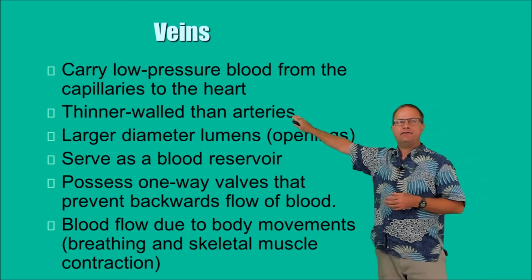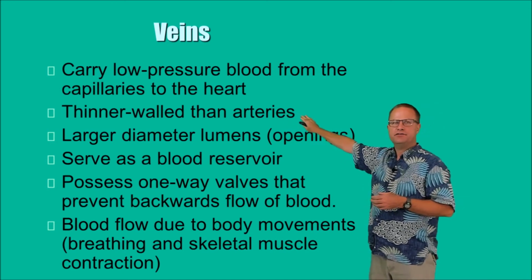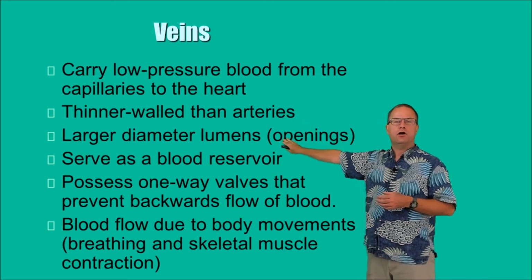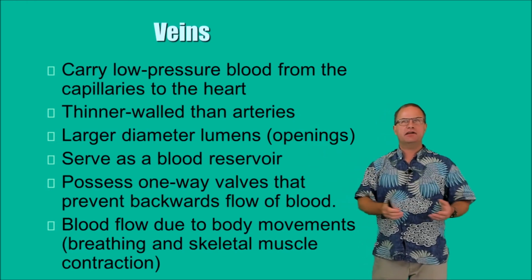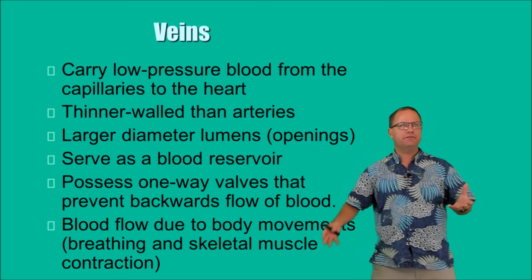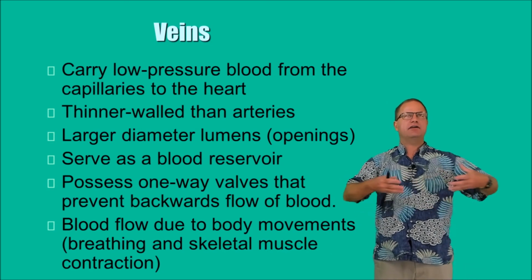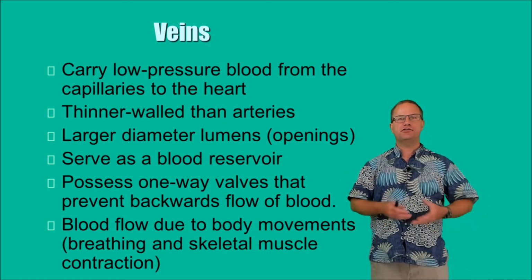So veins don't have to have thick walls like arteries. They can have thin walls because they're under low pressure. They're also larger diameter. And they're larger diameter because we don't have the pressure of the heart here to help facilitate moving the blood. So by having a larger diameter, we reduce the friction of the blood in the blood vessel walls.